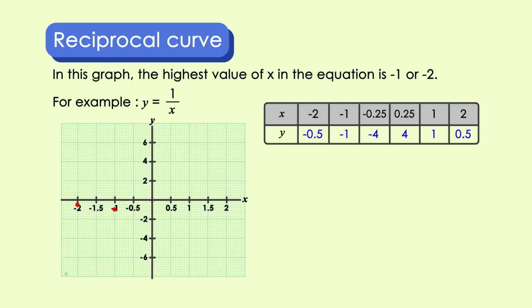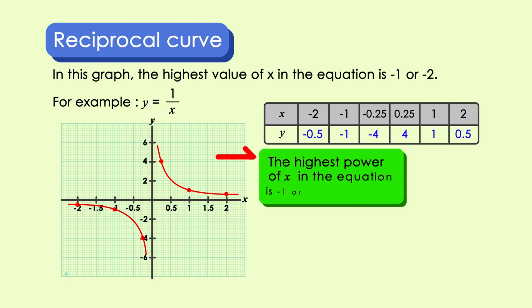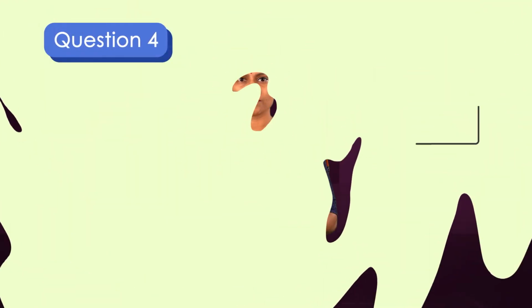We will plot the values of x and y on a Cartesian plane, and later draw a line that connects all 6 points together. We can now see that a reciprocal graph is made of 2 main branches without touching the x-axis and y-axis. Let's discuss some questions for your further understanding.